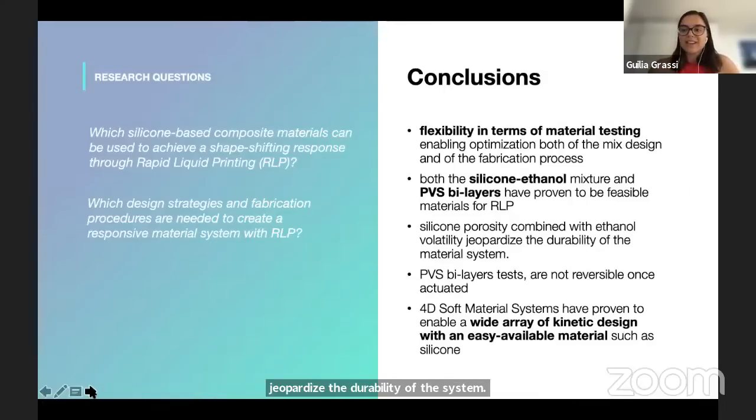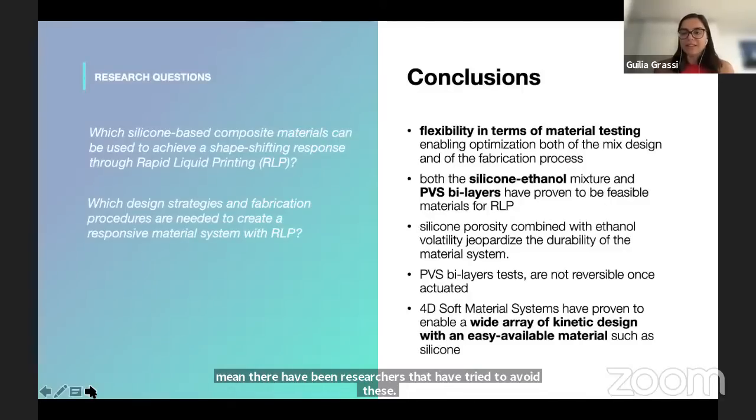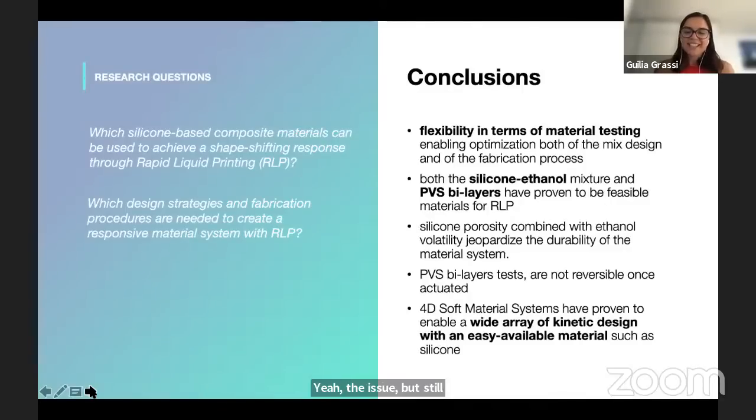There have been researchers that have tried to avoid this issue, but still it's a work in progress. And on the other side, the polyvinyl siloxane bilayers are not reversible once actuated. So this was another challenge. But in the end, we could say that these soft material systems have proven to enable a wide array of kinetic solutions.